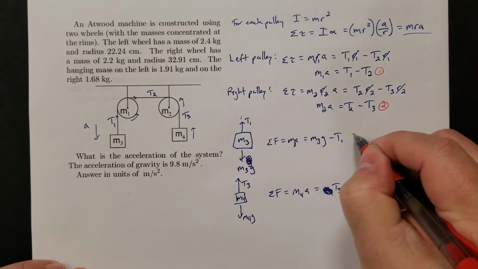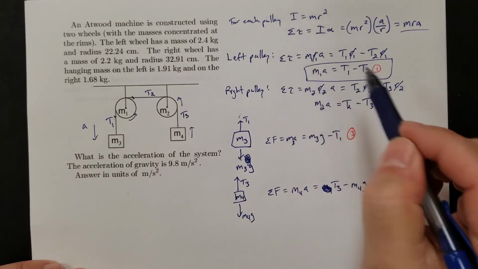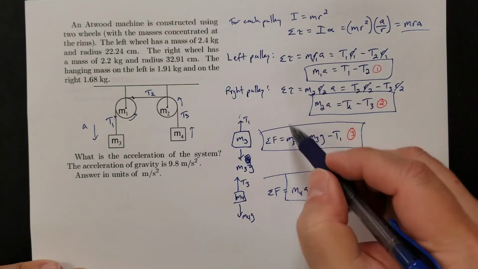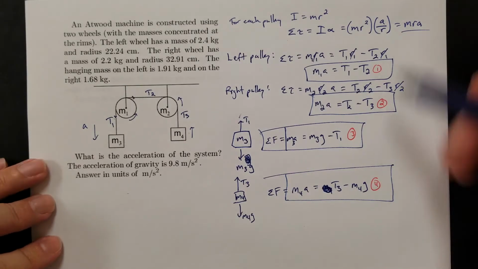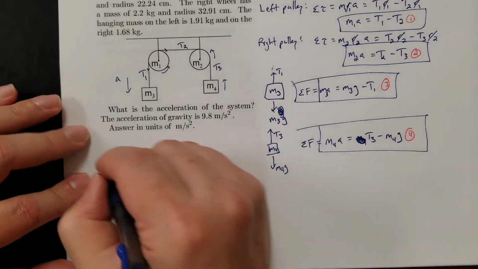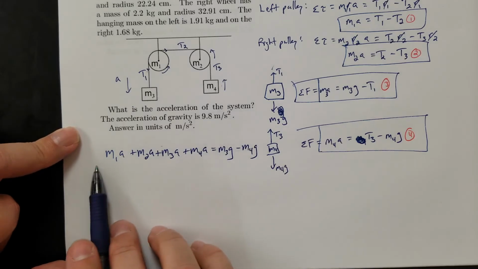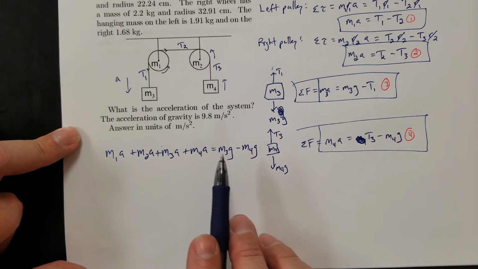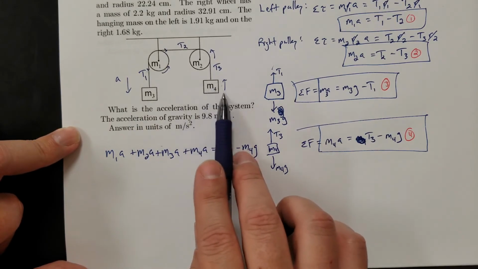So I've got 4 equations now. If I take these four equations, here's one, here's one, here's one, here's one, and add them up, you get something that looks like this. I get this big equation: M1A plus M2A plus M3A plus M4A equals M3G, the weight of M3, minus M4G, the weight of M4.